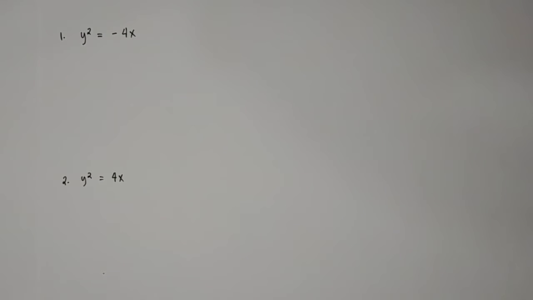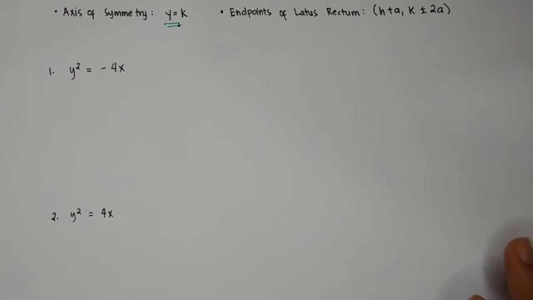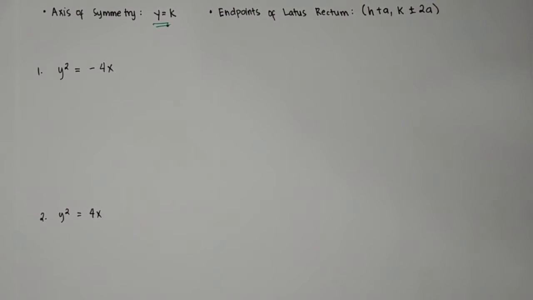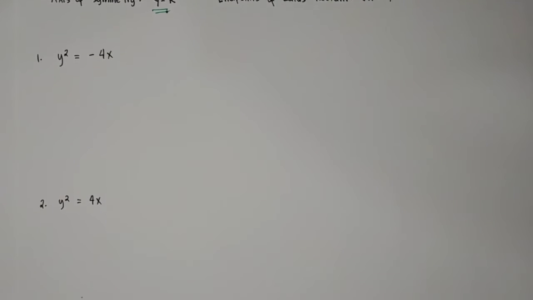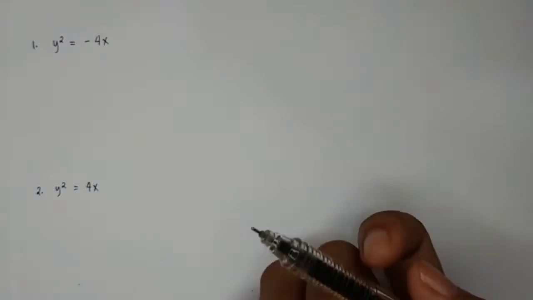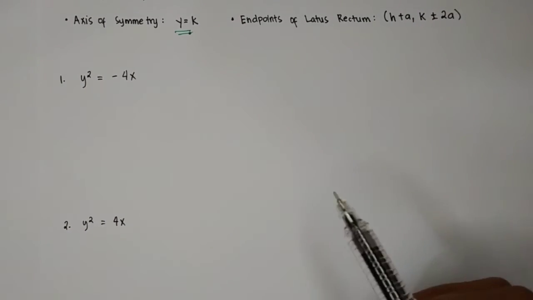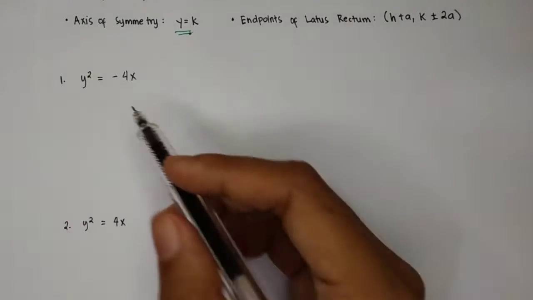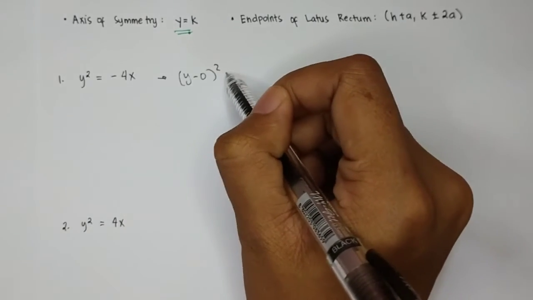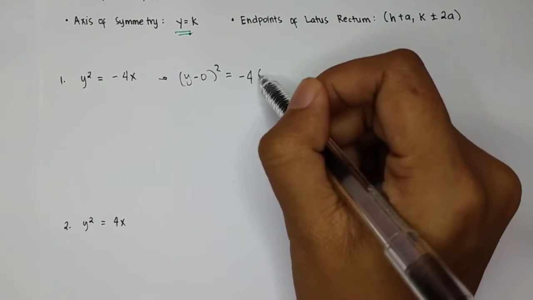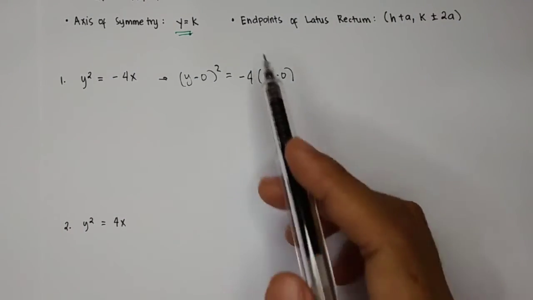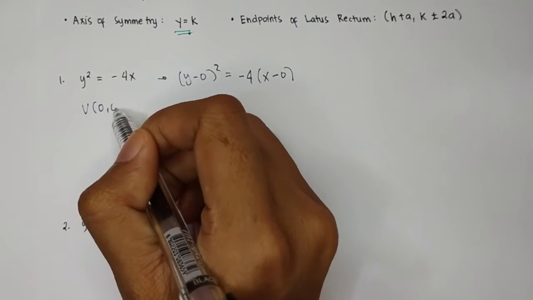Okay, so let's have some examples to understand yung mga properties natin. So we have here example number 1, y squared is equal to negative 4x. As you can see, wala tayong vertex, I mean, yung vertex natin is at (0, 0). So hindi siya nakasulat in a form na y minus k. So we have here, this is just equal to (y minus 0) squared is equal to negative 4 times (x minus 0). So with that, ang vertex natin is at (0, 0).